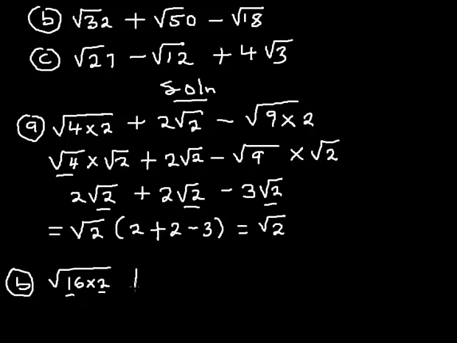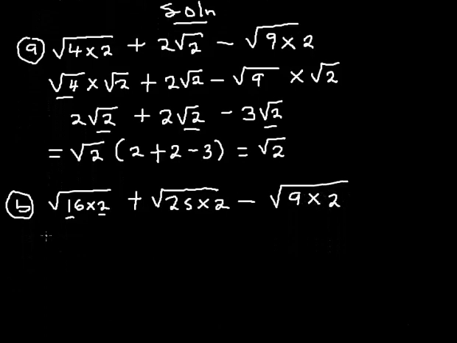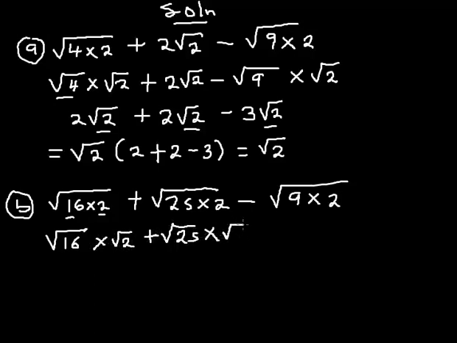Okay, the same thing happened with the square root of 50. 50 has 25 as a perfect square and 2 as a surd. 18, we know already that that's 9 times 2. So with what we have now, we can actually split this. The square root of 16 times the square root of 2, plus the square root of 25 times the square root of 2, minus the square root of 9 times the square root of 2.